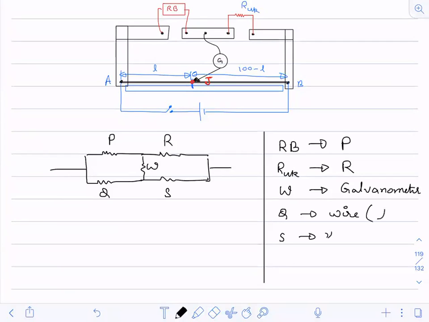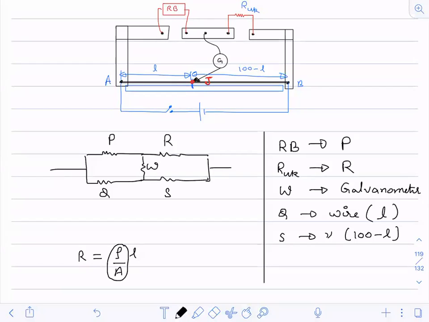What is the length of this wire? L. What is the length of this wire? This is 100 minus L. And why are we saying that? Because resistance is directly proportional to L. So rho L by A. Rho is a constant, and the cross-sectional area is also constant throughout the wire. So resistance will be directly proportional to the length here.